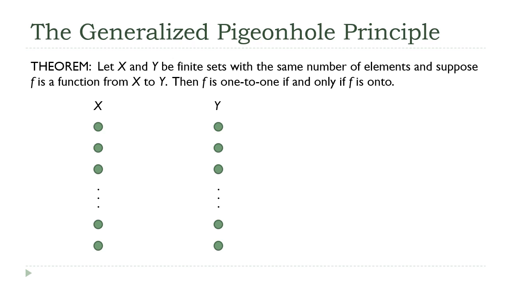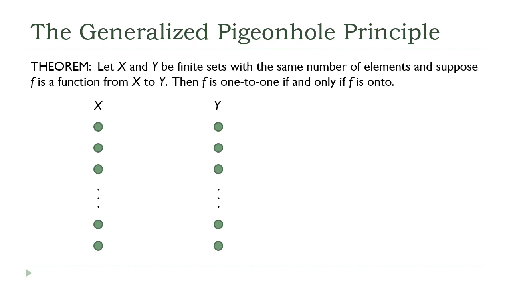So what I want to show is that f is 1 to 1 if and only if f is onto. In other words, if the function is a mapping between two finite sets that are the same size, then 1 to 1 and onto go together. You have to have both of them.